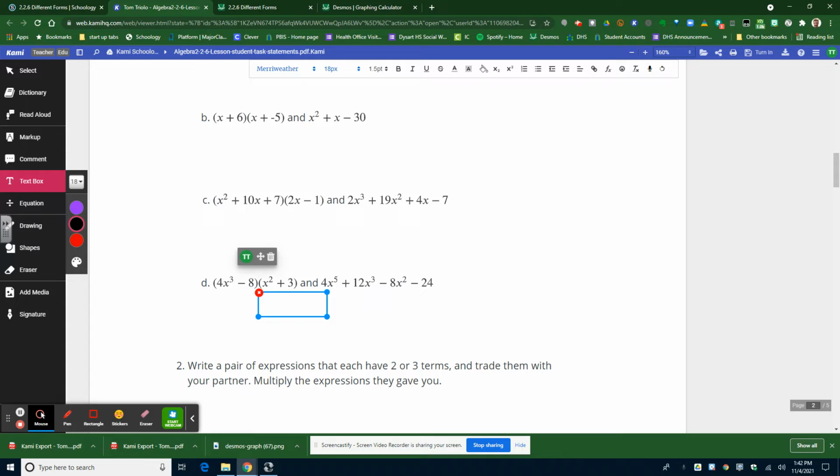So 2 binomial times trinomial. One of you do C, one of you do D, and then you get to make one up and hand it to the other. So you're only doing 2 problems, either C or D, and the problem your partner makes. Go for it.